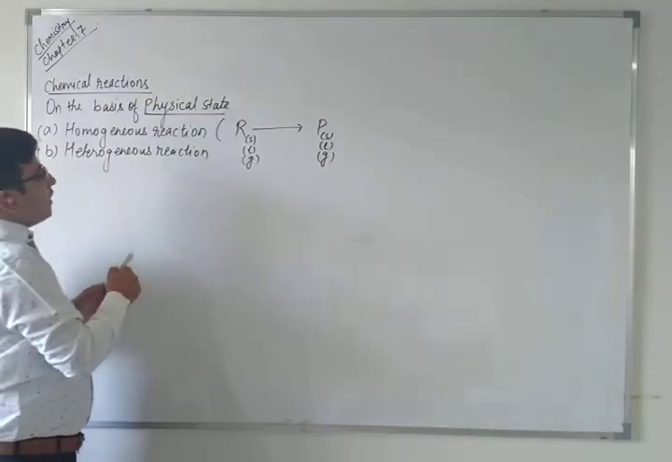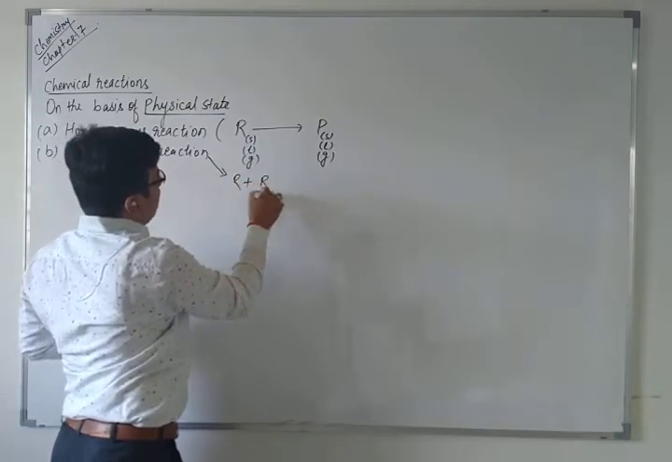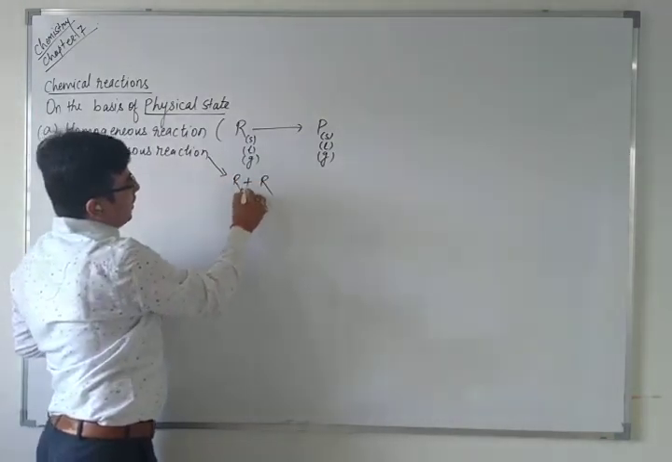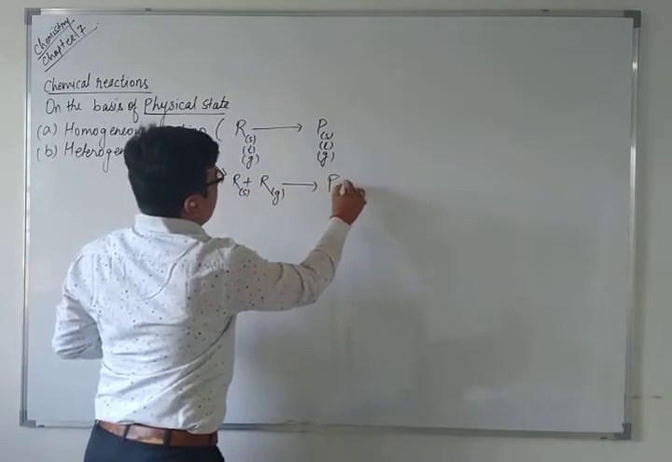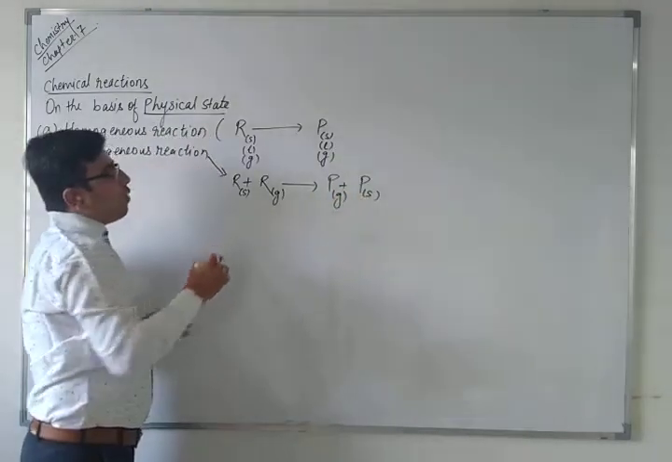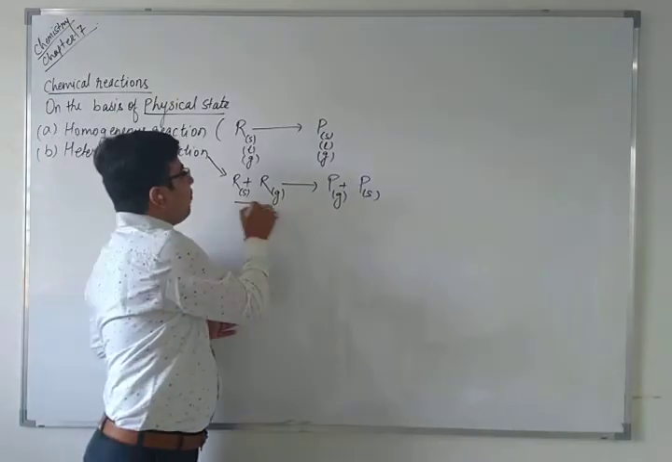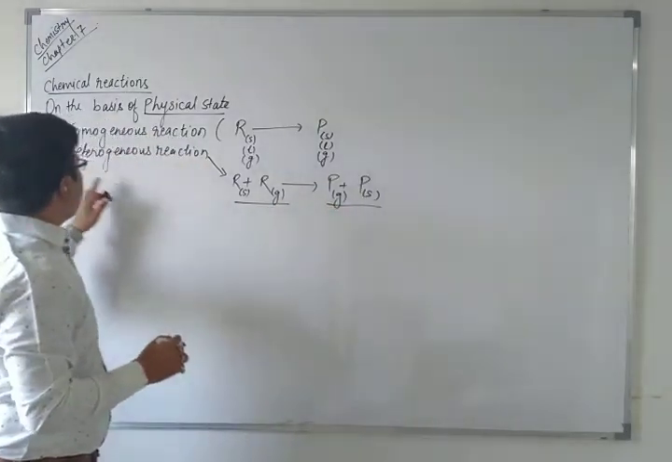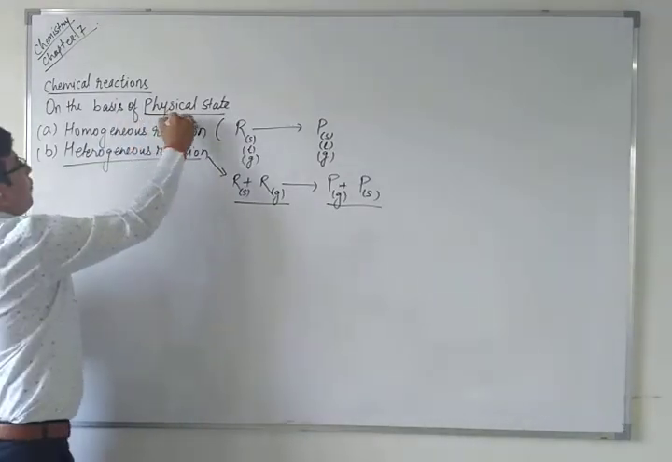And if I talk about heterogeneous, then in heterogeneous, just think there are two reactants, one in the solid state, another in the gaseous state. The product will also be in the gaseous state and solid state. Means when two or more reactants form one or two products, they will be in different physical states. So this type of reaction is known as a heterogeneous reaction on the basis of physical state.